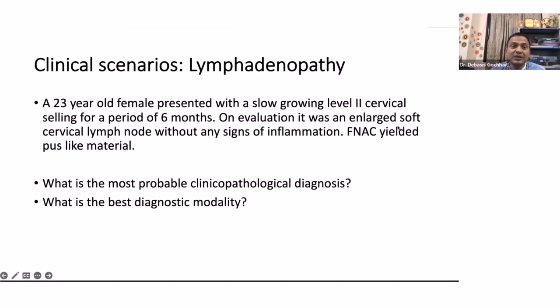On evaluation, it was an enlarged cervical node without any signs of inflammation. Now, this is very important. Without any signs of inflammation. In acute inflammation, what will happen? We will have signs of inflammation. Calor, dolor, tumor, rubor, all those things. But here, we do not have any signs of inflammation. So, which disease are we talking about? We are talking about a cold disease, otherwise called cold abscess. So, what are we talking about? We are talking about tuberculosis. And here, FNAC yielded pus-like material.